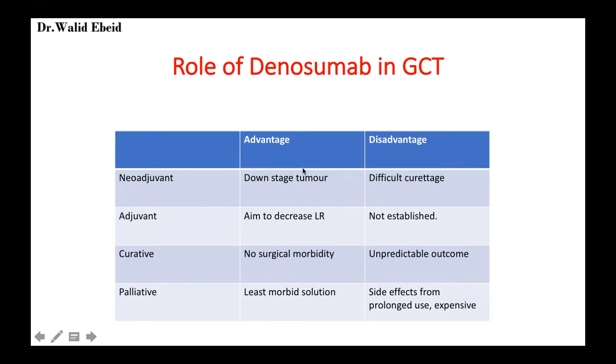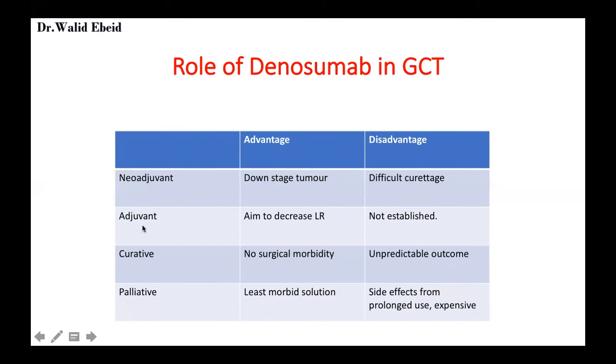However, the disadvantage of using it as a neoadjuvant treatment is that it transforms the bone into fibrous tissue, which makes curettage later on very difficult. You can easily curette giant cell tumor because it's friable, but once you give it denosumab, it's transformed from this friable consistency into a fibrous tissue, which is difficult to curette and could make local recurrence, ironically, more than expected.